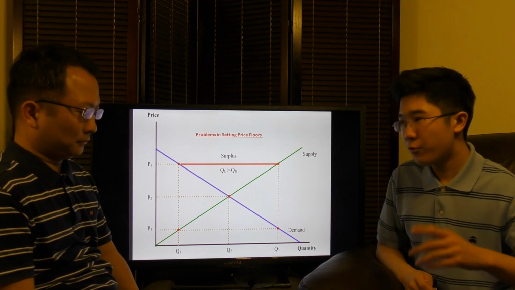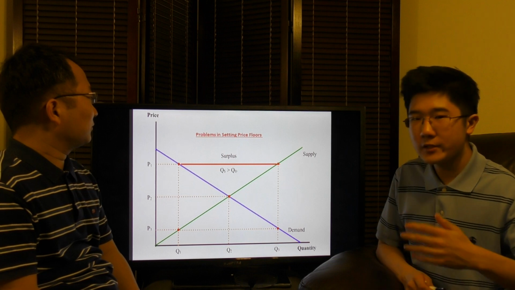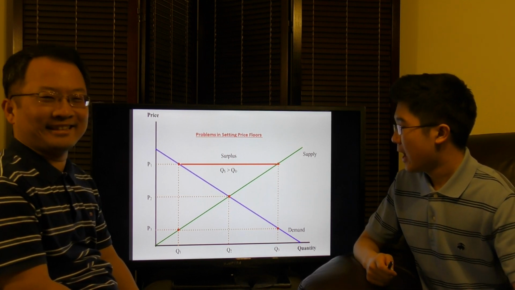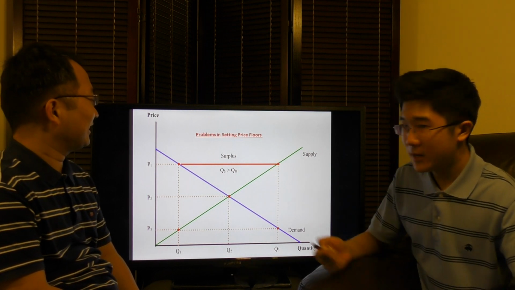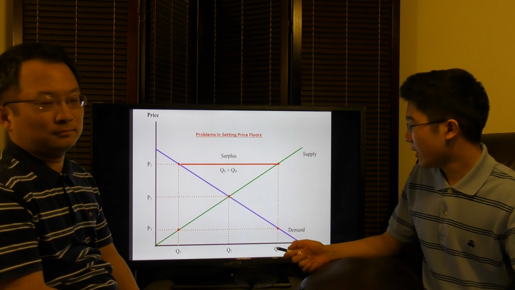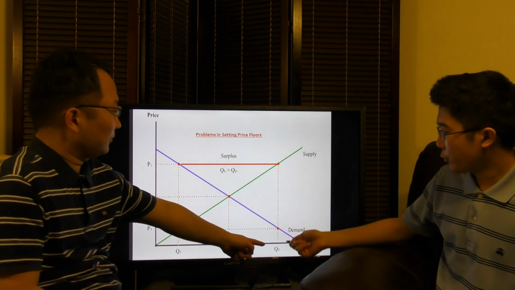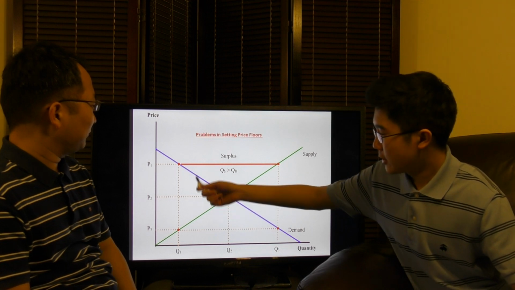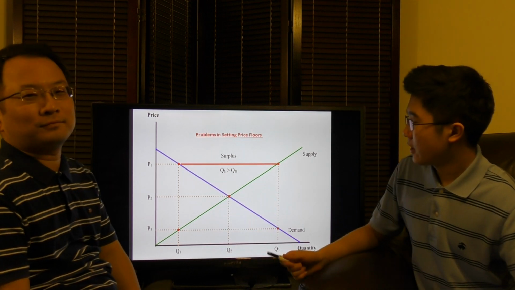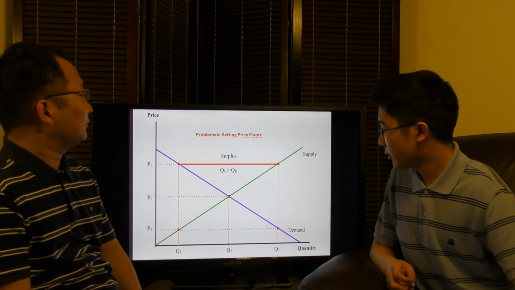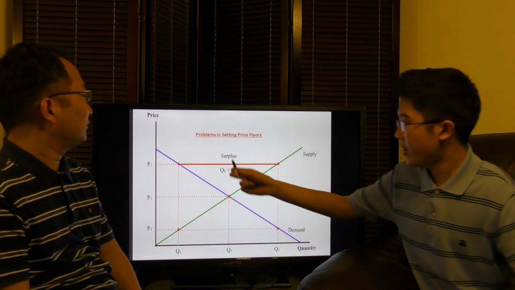Now think about it. What happens at a higher price? Obviously, suppliers are willing to supply more, and consumers will demand less. So in this situation, we have producers supplying at Q3 when the price floor is at P1, and consumers demanding Q1 when the price floor is at P1. Therefore, we have a surplus because more is produced than is demanded.